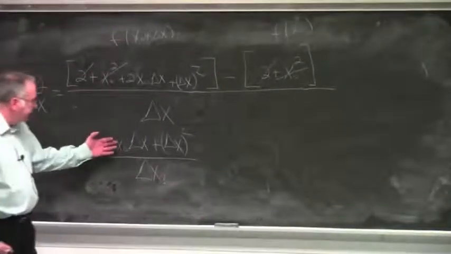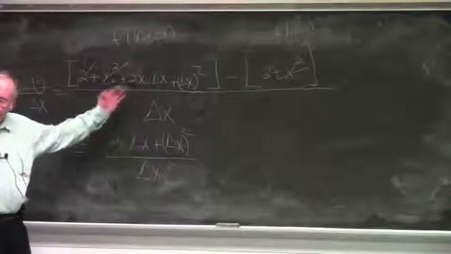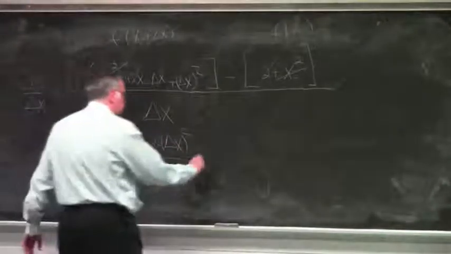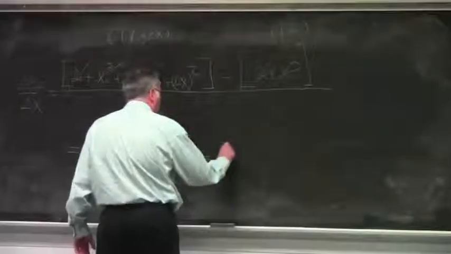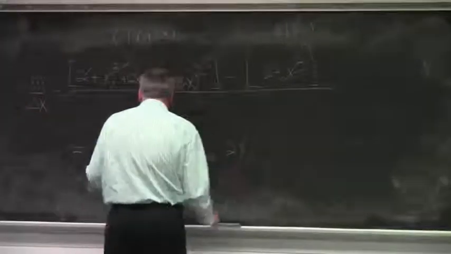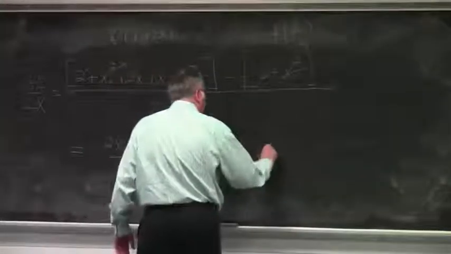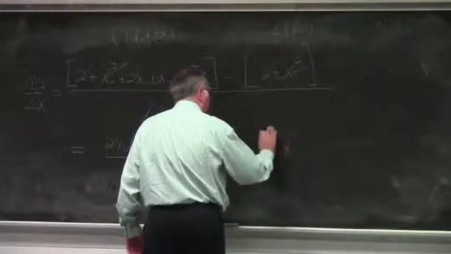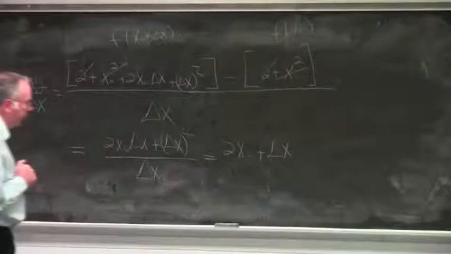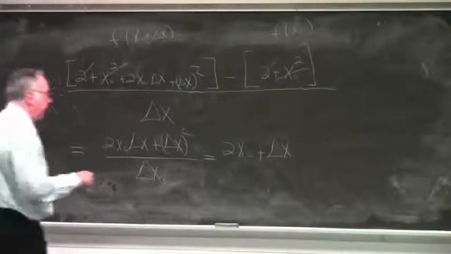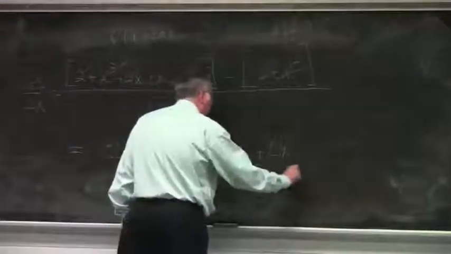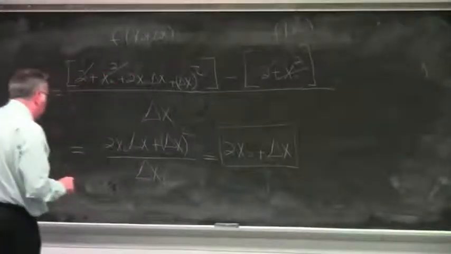Notice both of these terms involve a delta x, so we can divide through. The delta x divides through evenly, and this just becomes 2 x sub 0 plus delta x. Okay. And that's as simple as we can make the difference quotient. So this is really our final answer. That is the value of the difference quotient.